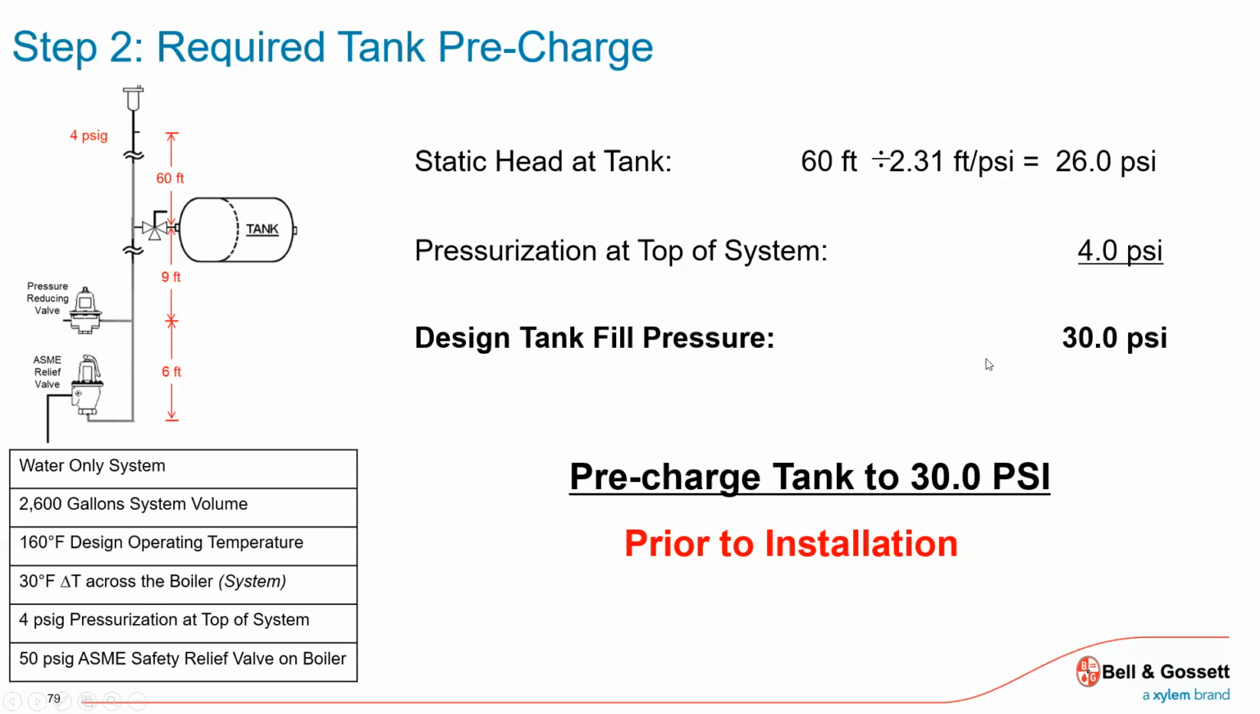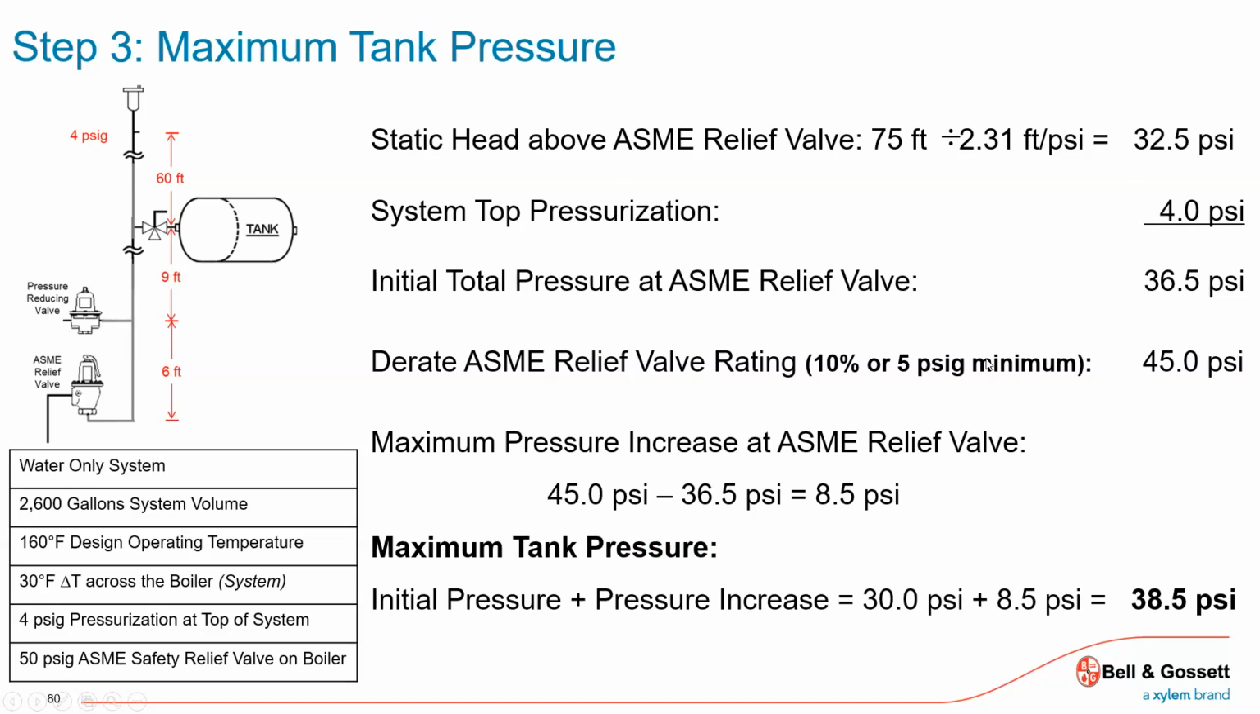So you start plugging in some of these numbers. Required tank pre-charge: technically, the tank is not sitting right down here, it's actually 9 feet above that. So instead of 69 feet, it's 60 feet divided by... so I'm going to have a pre-charge of 30. You kind of work your way through these examples.